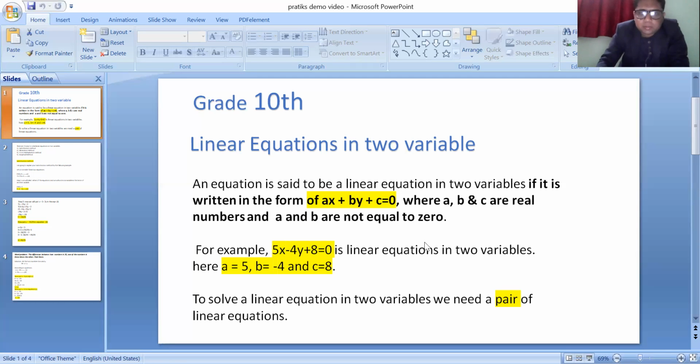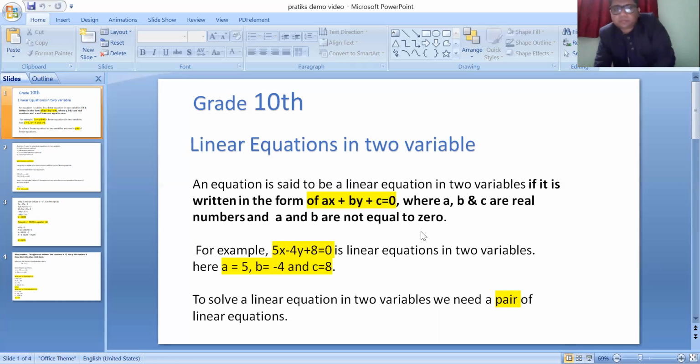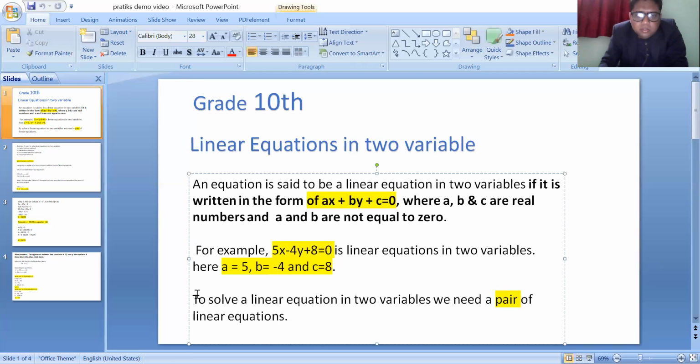Okay, now let's see some examples. Here I have two examples for you. You can see here 5x minus 4y plus 8 is equal to 0. So this is an example of a linear equation in two variables. It is in the form of ax plus by plus c. Here a is equal to 5, because a is always the coefficient of x. So the coefficient of x is 5, the coefficient of y is minus 4, and the constant c is equal to 8.